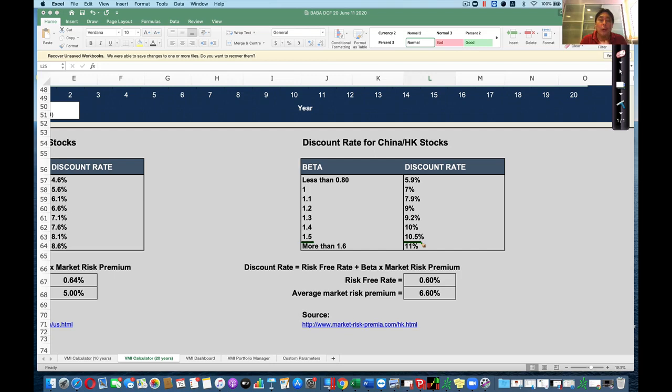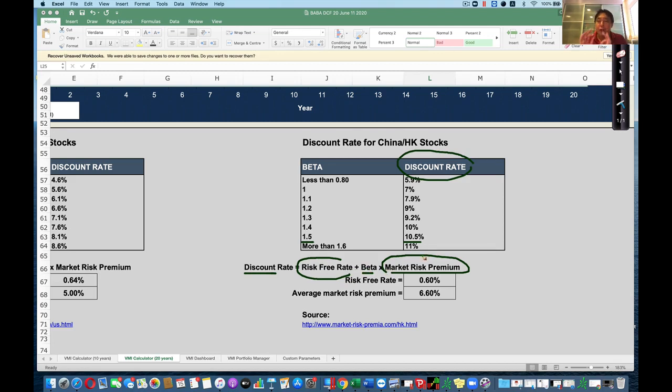Now, I know some of you will be asking, what if I want to analyze non-US and non-China company? I like to analyze an Indian company or Singapore company. What discount rate do I use? Well, you have to calculate it manually. So the way to calculate it manually would be to take your discount rate is equal to the risk-free rate plus beta multiplied by the market risk premium. So every country has a different risk-free rate, which is normally the 10-year treasury bond or the 10-year government bond. And you add it to beta multiplied by the market risk premium.